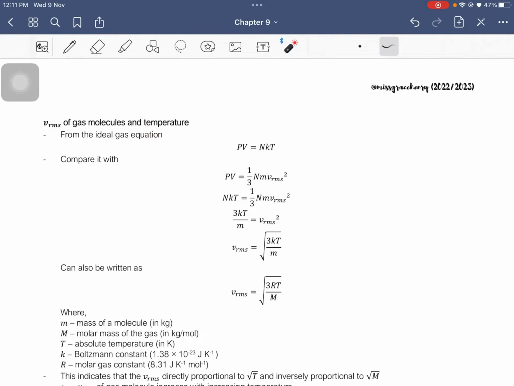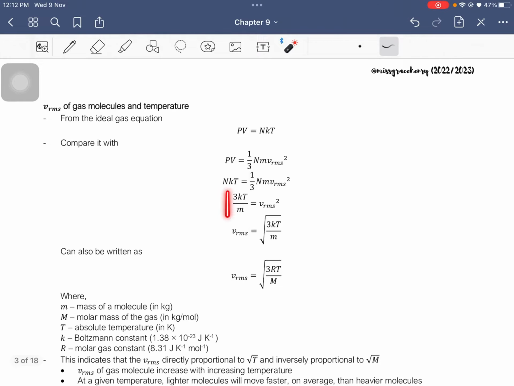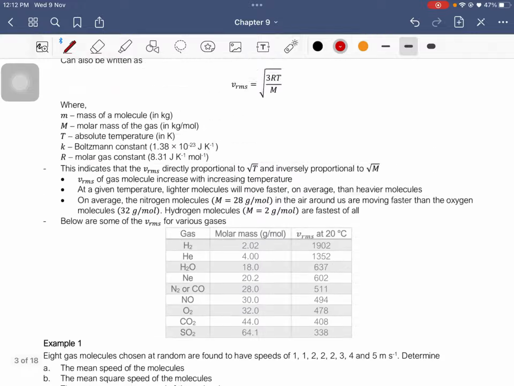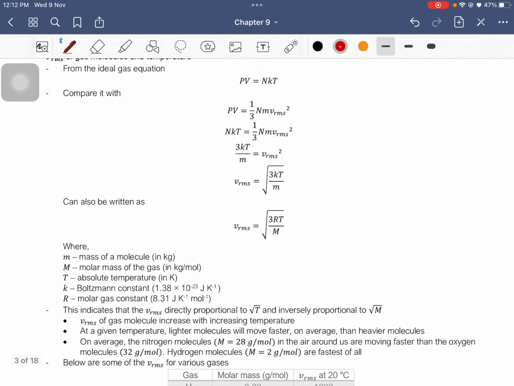So from the ideal gas equation, we have PV equal to NkT. So when we compare it with the equation of PV equal to this equation here, we can let PV equal to NkT. Okay, so when we combine these two here, we will then get an equation like this. But we need it to be RMS speed only. So we move the square over to the other side. So we get an equation like this. So this is basically telling us about the relationship of RMS speed with temperature.